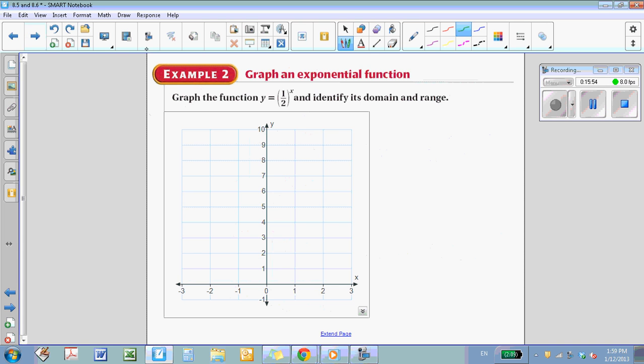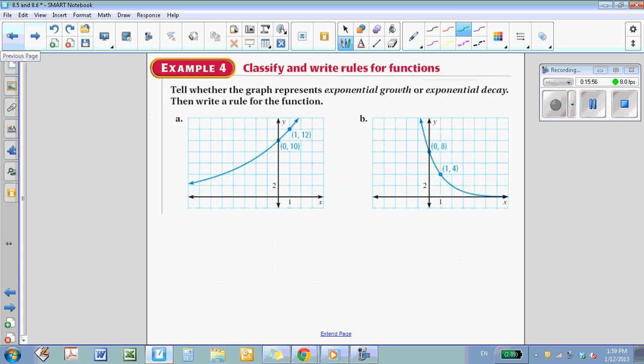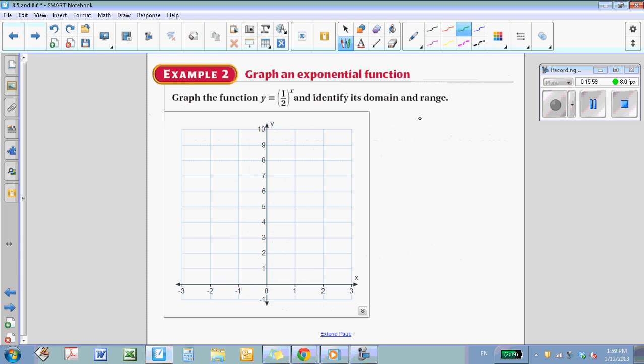Okay, so we're almost done here. So you have to graph a function. So we're going to use the same idea as before. My 0 value is 1, so I start here. And then 1/2 is the growth rate. So when I go from this to x being 1, I need to multiply my y value by 1/2. So it goes from 1 to 1/2. And then 1/2 will go to 1/4. And then 1/4 will go to 1/8.